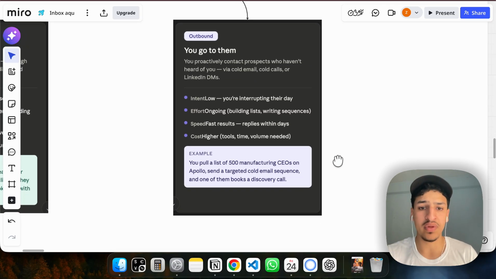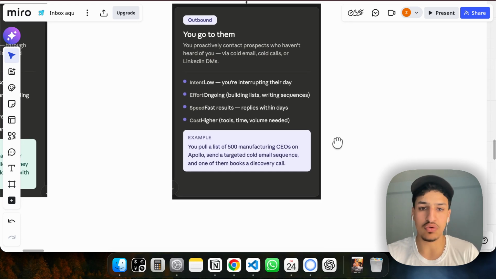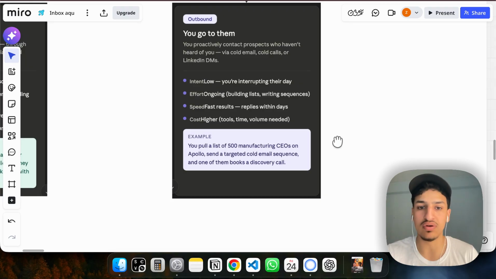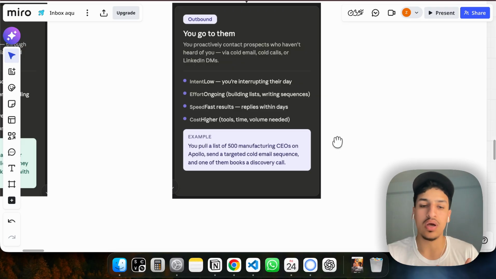For example, for outbound leads, you pull a list of manufacturing CEOs on Apollo, you send a targeted cold email sequence, and one of them books a discovery call. You went and scripted a lead list, you went for them and offered your services, and hopefully they are going to book a call with you, and eventually you close the deal and they will be your client. And it's the same with every market on earth.